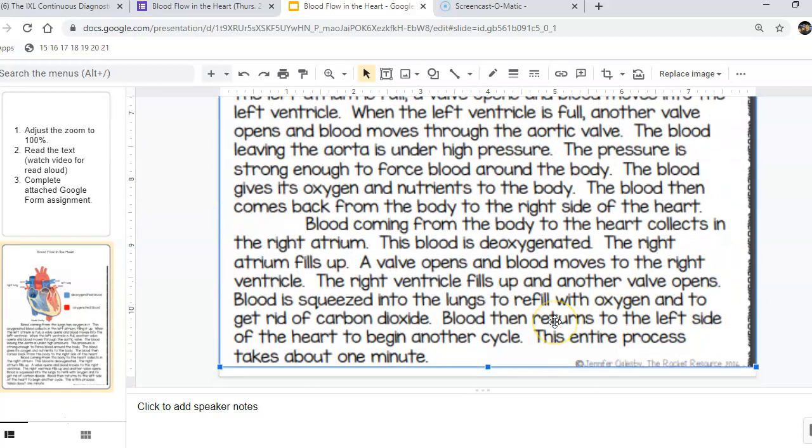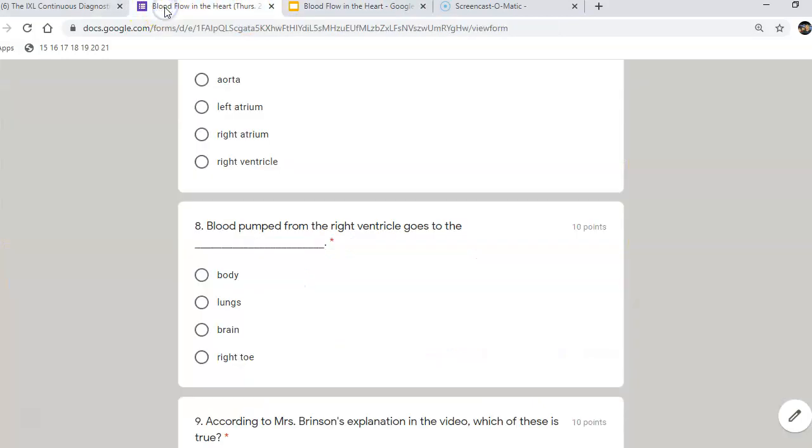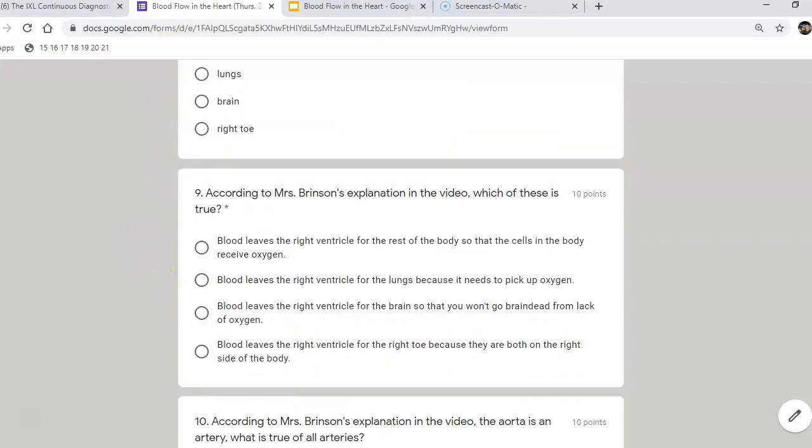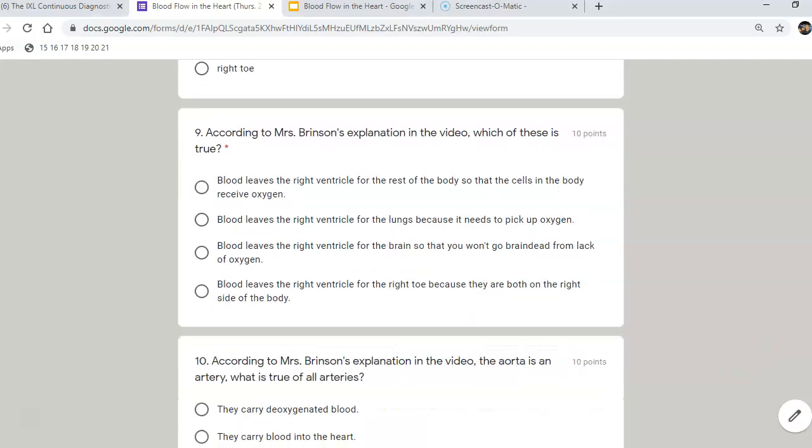All right. If you have forgotten, here it is. The right ventricle fills up. Another valve opens. Blood is squeezed into the, oh, there it is. That's where it's going to get the oxygen it needs. All right, so we have to decide if the blood pumped from the right ventricle goes to the body, to the lungs, to the brain, or to the right toe. Yeah, I'm going to know who hasn't watched this video. They picked a certain answer out of those.